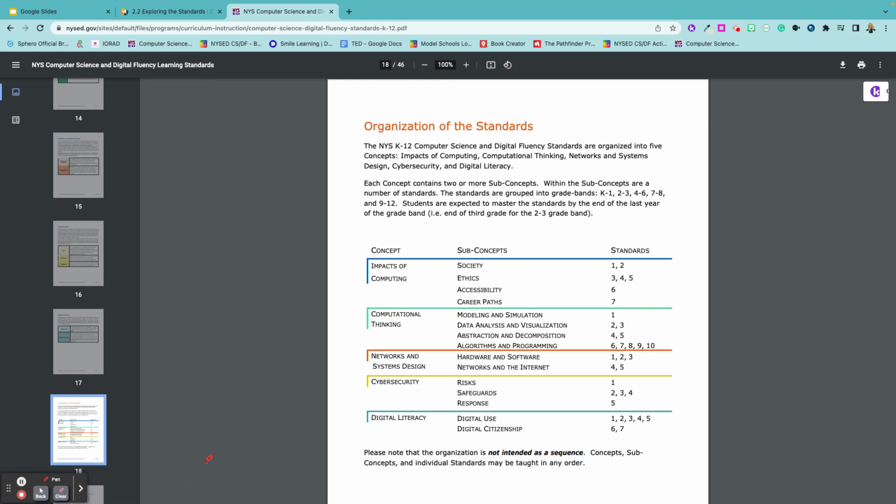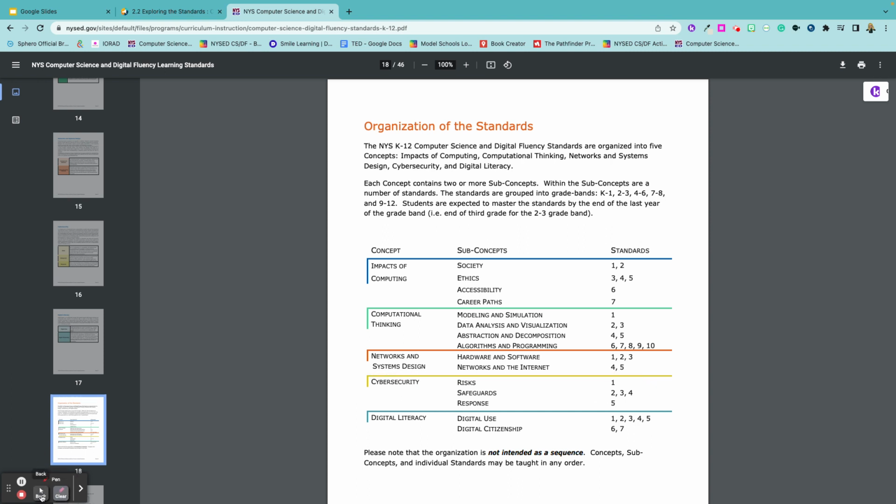We are back on page 18 of the PDF for the New York State Computer Science and Digital Fluency Learning Standards to take a look at cybersecurity. Cybersecurity is broken down into three sub-concept areas: risks, safeguards, and response, and has five standards within this standard concept area. Really, we're taking a look here on how we can keep our information safe and what we can do if there's been some sort of breach.